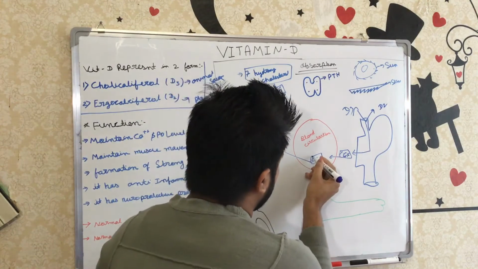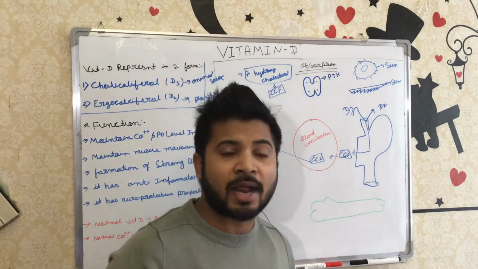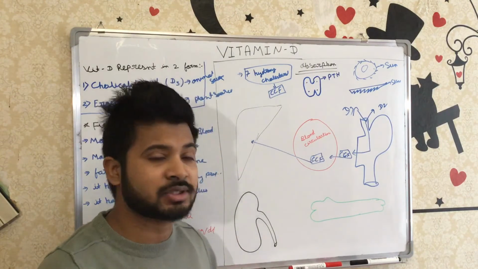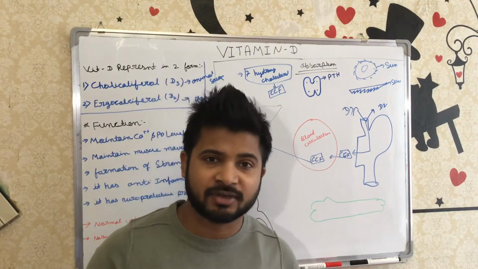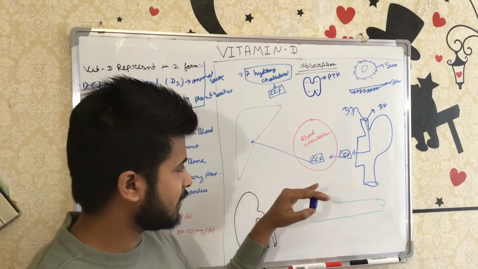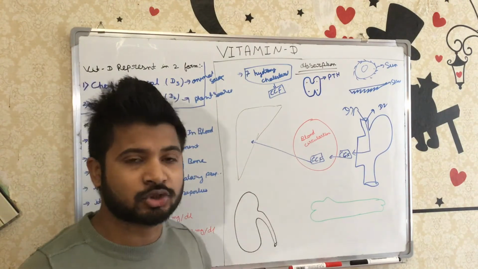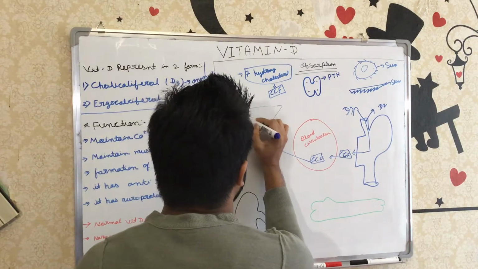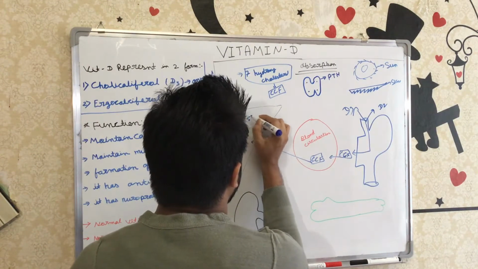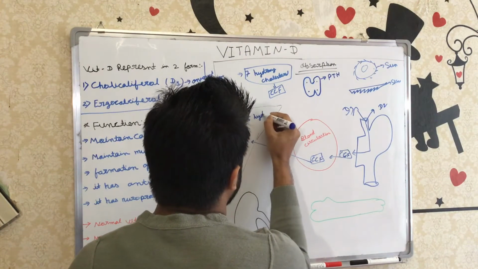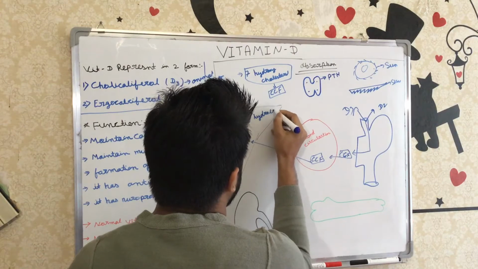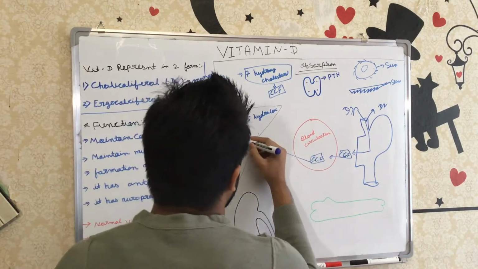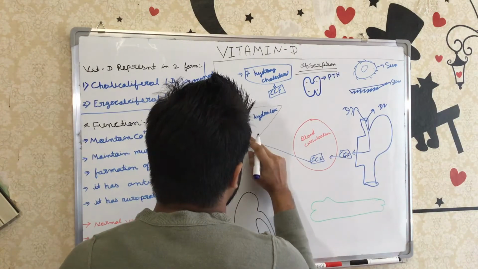But for the activation, it needs hydroxylation. By two hydroxylations, it will eventually become activated vitamin D. The first hydroxylation should take place in the liver, and in the liver there is a special enzyme, that is 25 hydroxylase. So now cholecalciferol has reached the liver.